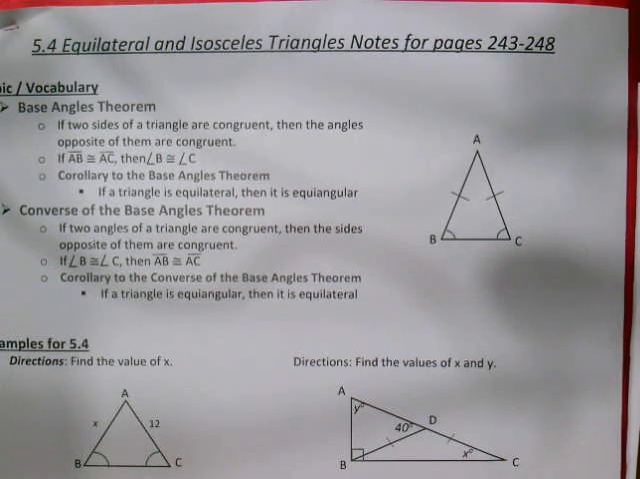All right, for this section, chapter 5, section 4, we're going to take a look at some special triangles, some equilateral and isosceles triangles. As a reminder, isosceles triangles are triangles with two sides that are the same, and equilateral triangles are triangles that have all three sides exactly the same.